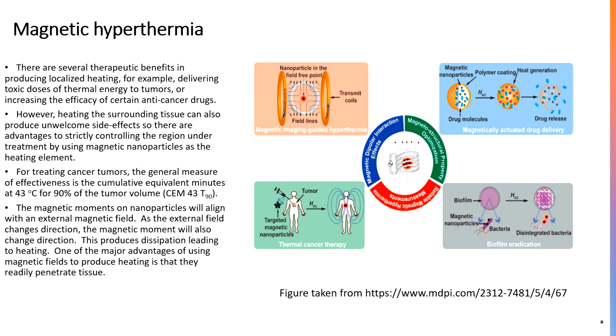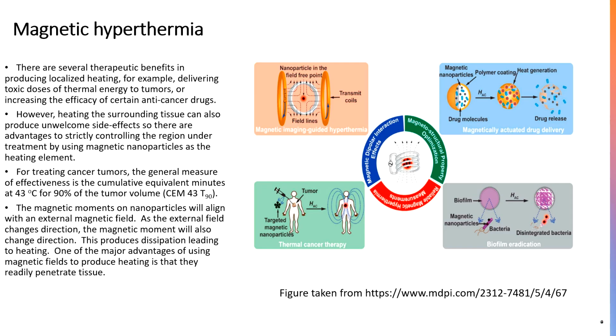So it will all depend upon how big the tumor is, because if the tumor is 1 millimeter, 2 millimeters, to a few centimeters, probably it will have very different effects. So it will all depend upon what size the tumor is, and how this hyperthermia can be utilized. For heating the surrounding and treating a cancer tumor, the general measure of effectiveness is the cumulative equivalent minutes at 43 degrees centigrade. Normal body temperature is 37 degrees centigrade. Now you can create a temperature of around 43 degrees centigrade using magnetic hyperthermia, and that can help the drug to work effectively therapeutically.